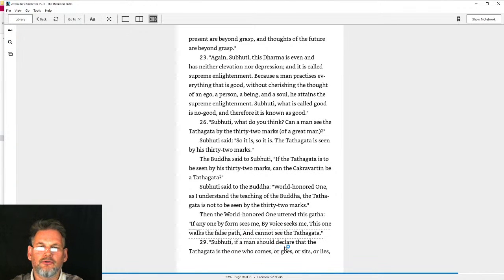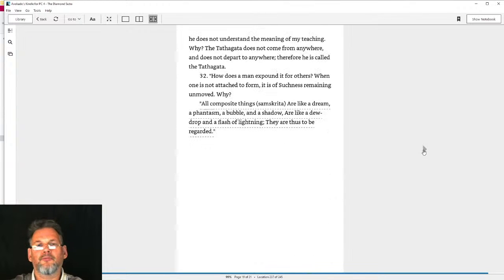Subhuti, if a man should declare that the Tathagata is the one who comes or goes or sits or lies, form-based because it's the body, he does not understand the meaning of my teaching, because the teaching is eternal and thus formless. Why? The Tathagata does not come from anywhere, X1, and does not depart to anywhere, still X1. Therefore he is called the Tathagata. He is one with X1, right? One with the eternal. How does a man expound it for others? When one is not attached to form, it is of suchness remaining unmoved. Then it is the eternal still point, right?